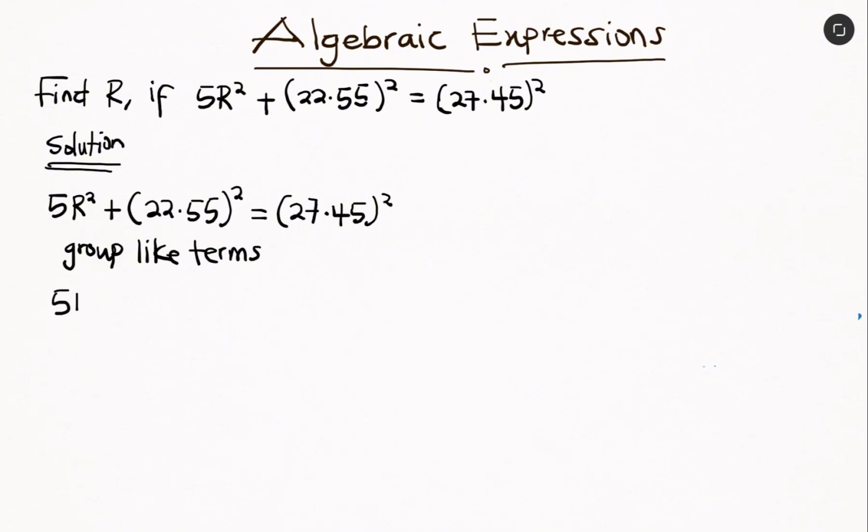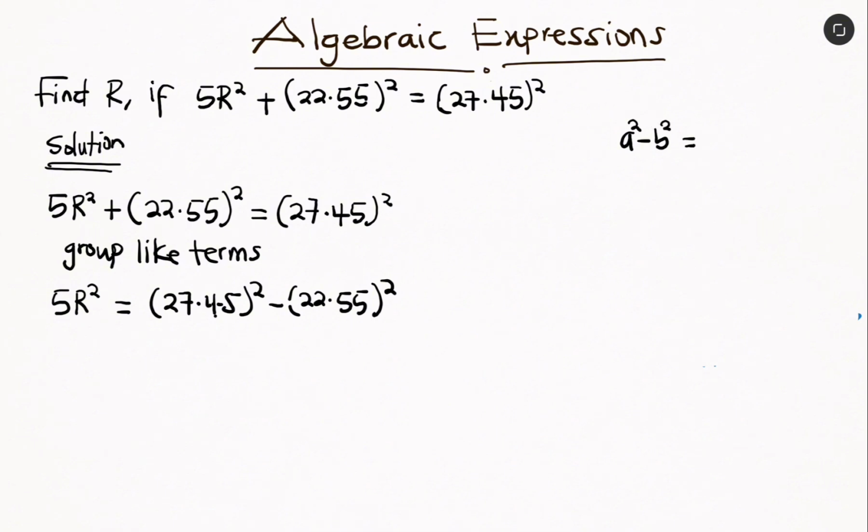So we maintain our 5r squared over here. Then our equal to sign counts because we have moved the 22.55 squared. So we'll have the 27.45 squared, then we'll have the minus sign, then 22.55 squared. Okay, now if you look at this expression, 27.45 squared minus 22.55 squared, it's in the form of a minus b, a squared minus b squared.